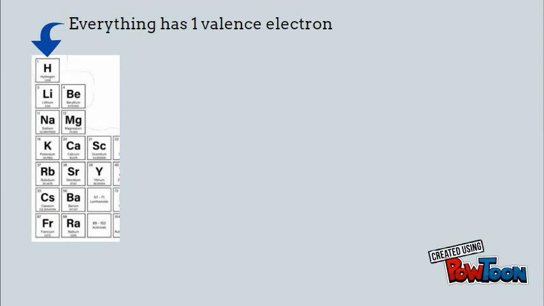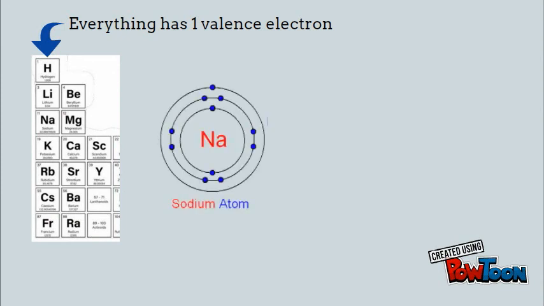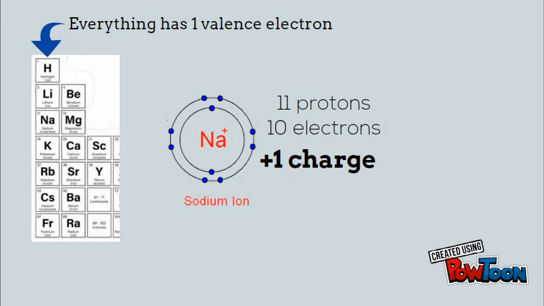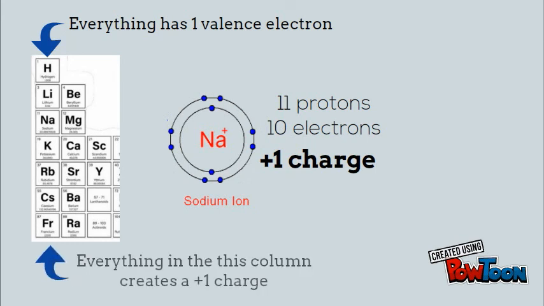Group 1 here has one valence electron. So if we look at the sodium ion and its one valence electron at the top, it's going to be easier to get rid of that 1 than it is going to be to take on 7, so it ends up having a positive 1 charge. So everything in this first column creates a plus 1 charge.